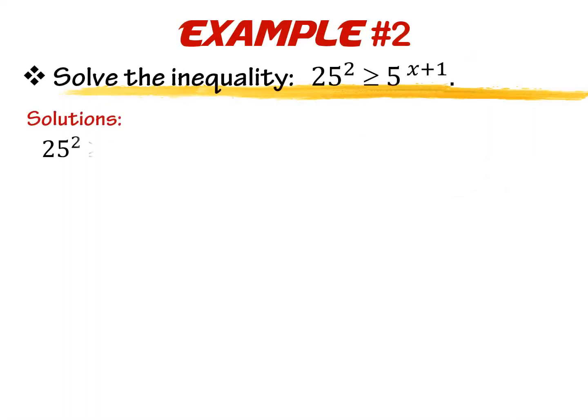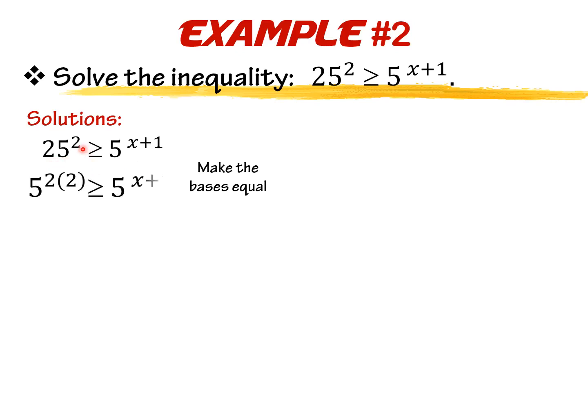Okay, let's have another example. Solve the inequality 25 squared greater than or equal to 5 raised to x plus 1. Make the bases equal using the equal power rule. So we can express 25 in terms of base 5. So 25 can be expressed as 5 squared times 2.